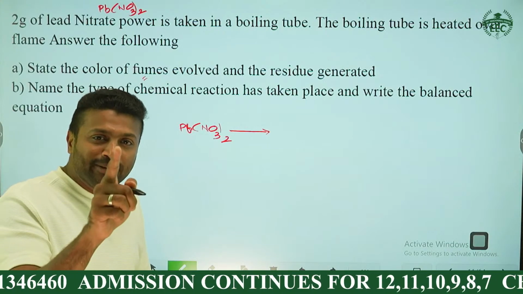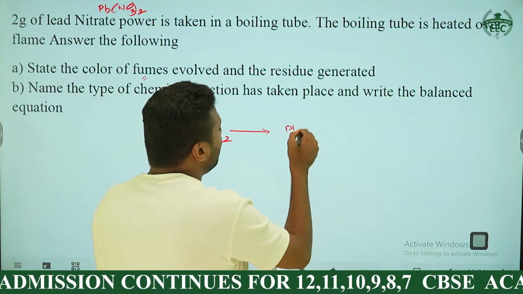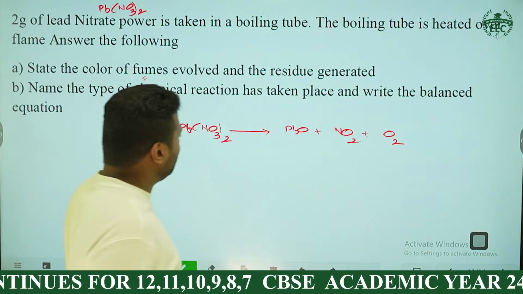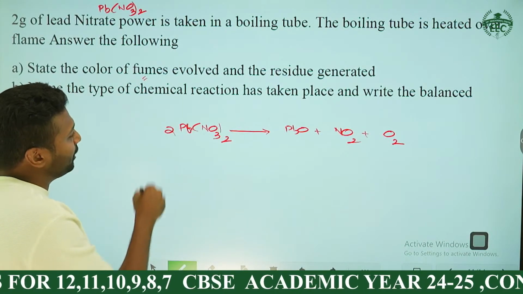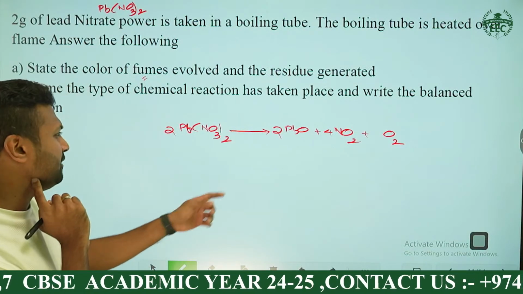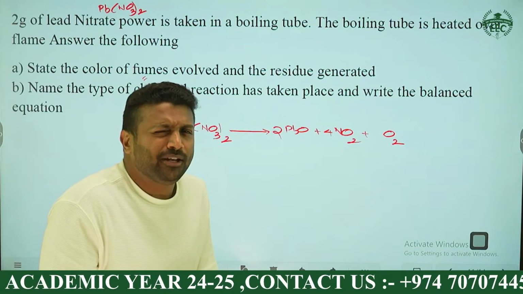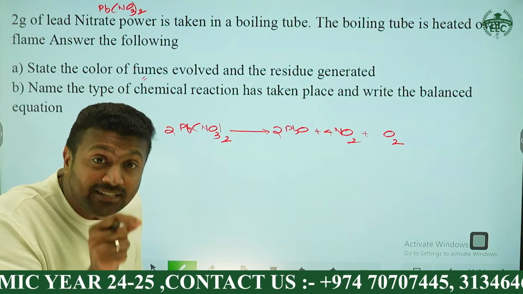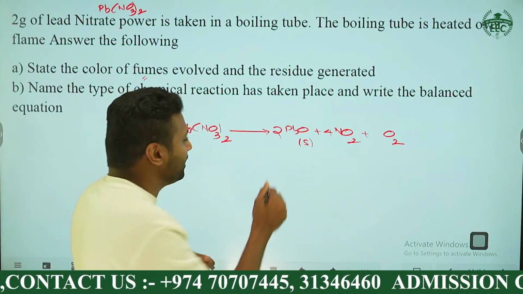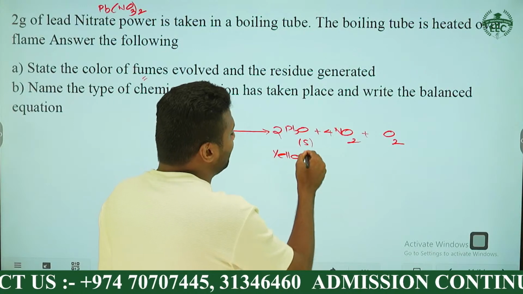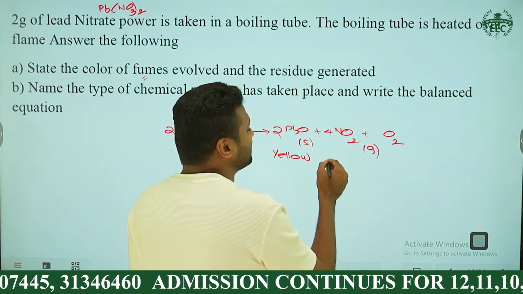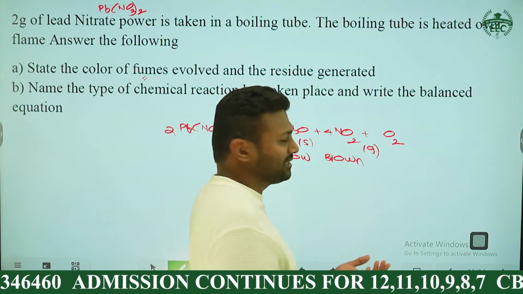On heating lead nitrate, we'll be getting lead oxide called PbO, and we'll be getting nitrogen dioxide called NO2, and the remaining will be O2. I guess after balancing, it will be 2 Pb(NO3)2 giving 2 PbO plus 4 NO2 plus O2. Yeah, it's balanced, I guess, right? So lead nitrate on heating, we'll be getting lead oxide. It's a yellow solid, right? You can check, it's a yellow powdered one. PbO is a yellow colored solid. NO2, which is called nitrogen dioxide, is a brown colored gas, and O2 is a colorless one, right?